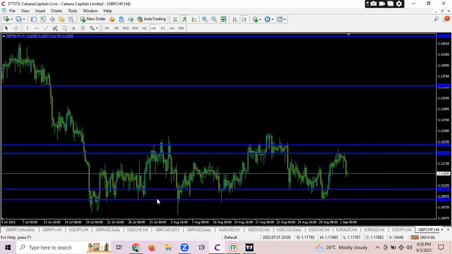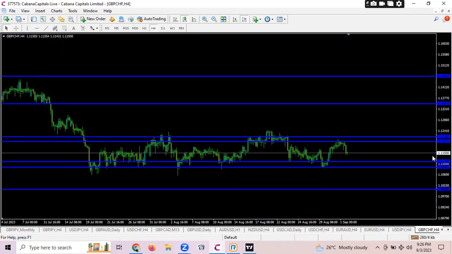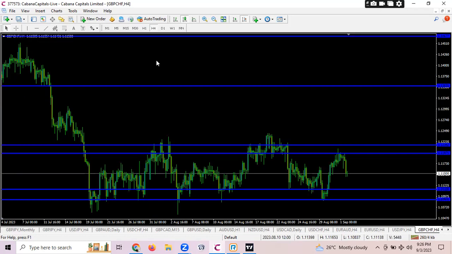I hope that is clear. You could sell below this zone, buy above this zone. That's my take on it. Then the monthly resistance levels could be your profit target. And if you are selling below the 4 hour support, the weekly and the monthly support levels could be your take profits. I hope that is clear.